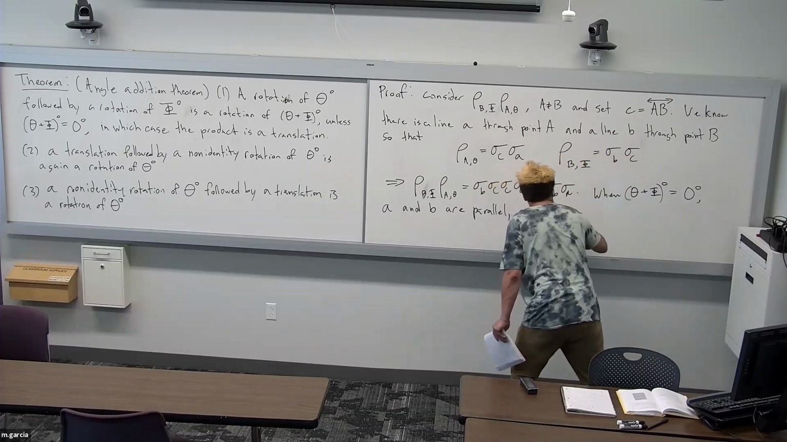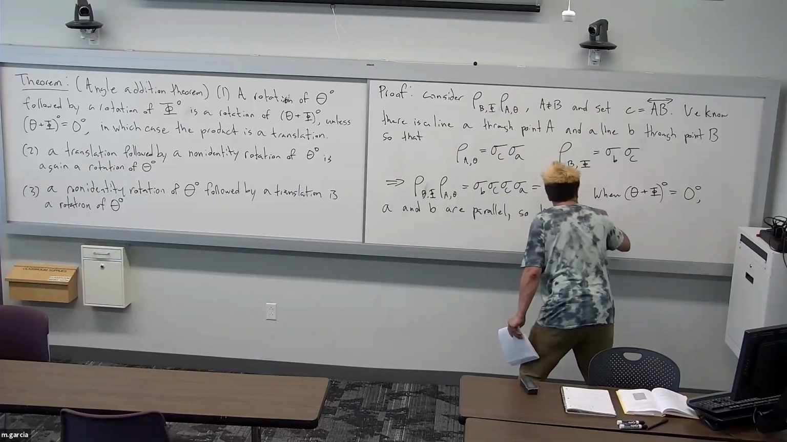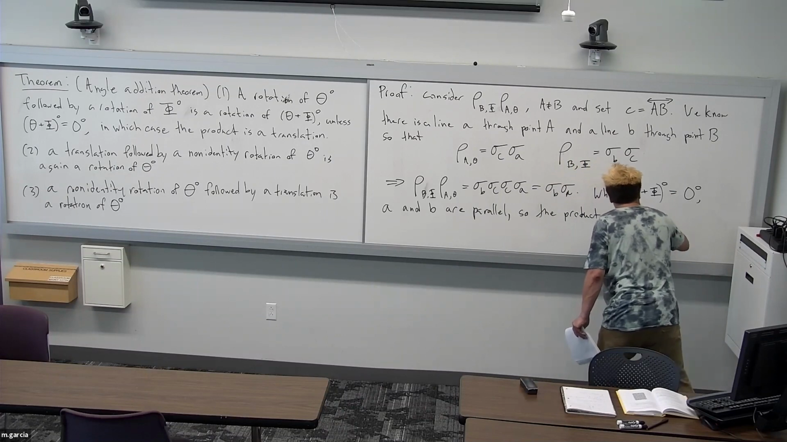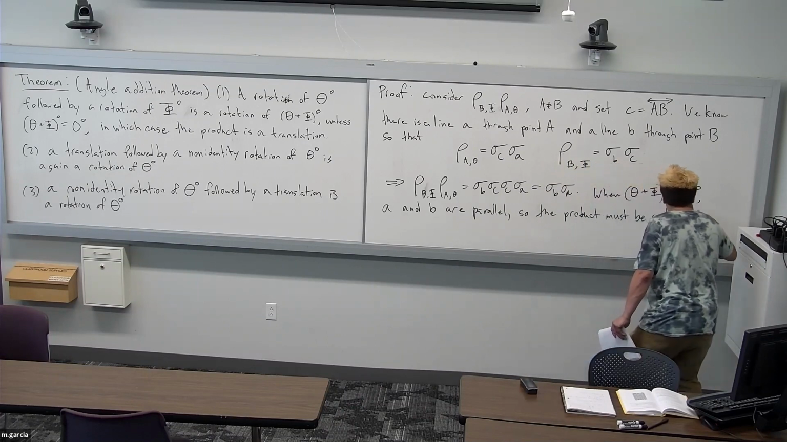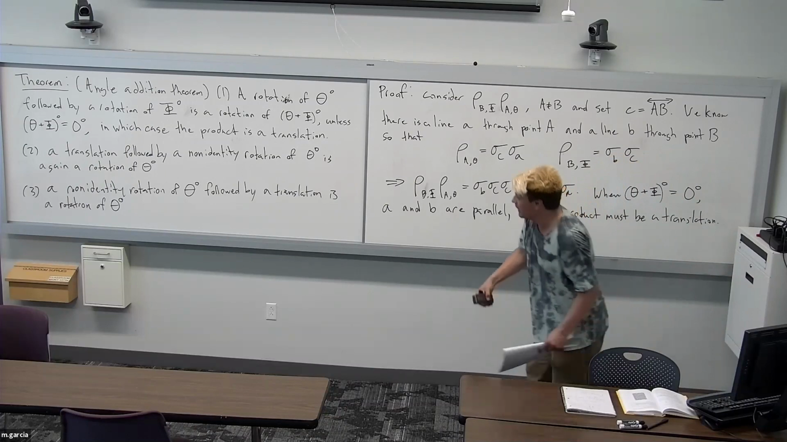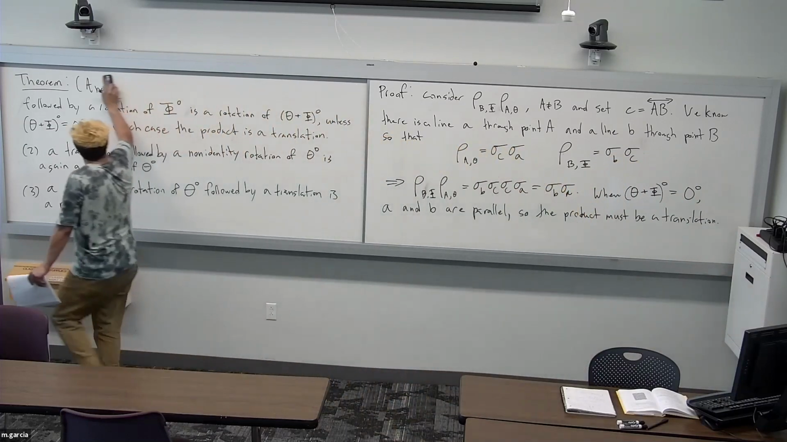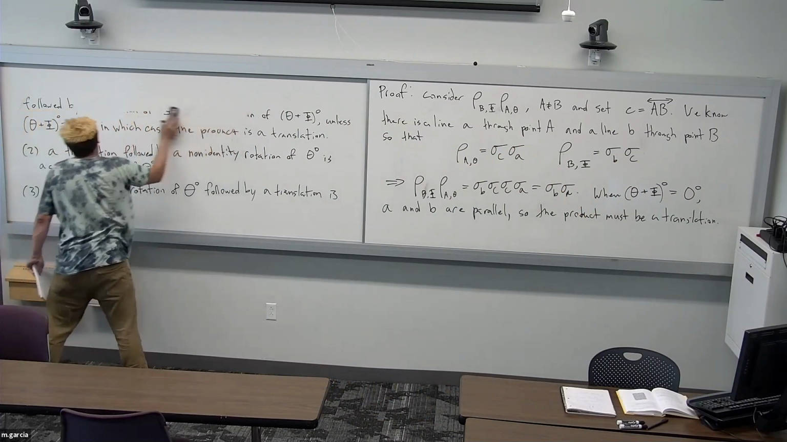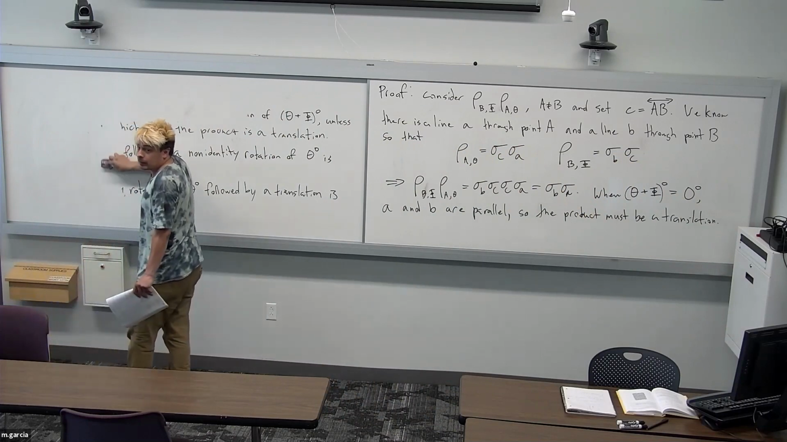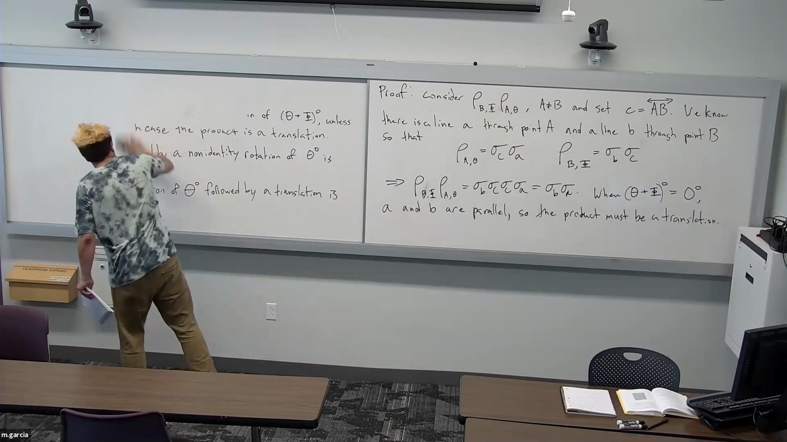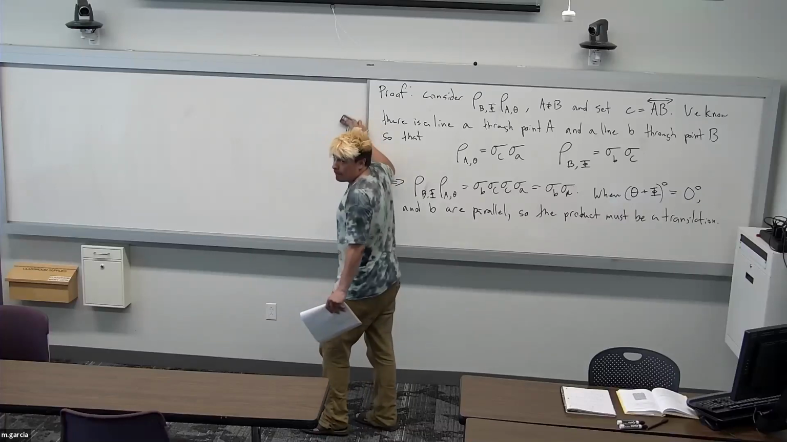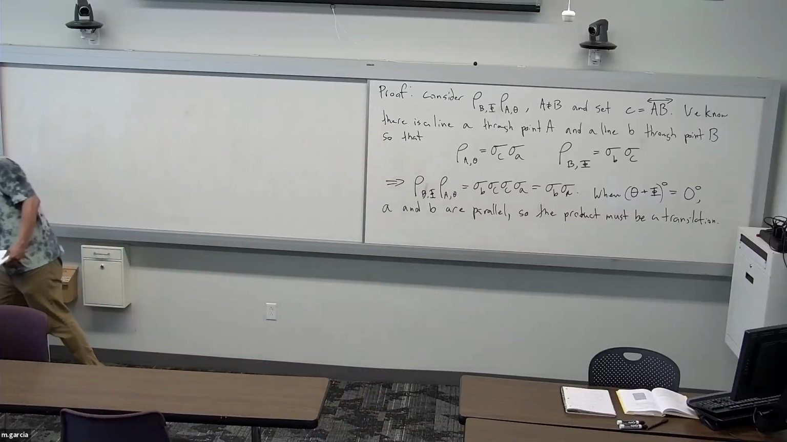So the product must be a translation, right? This is from our characterization before of translations. All translations can be written as a product of reflections in parallel lines, and by that is twice the directed distance. So it's the same, but we're not trying to get fixed points this time. Right, same exact picture.